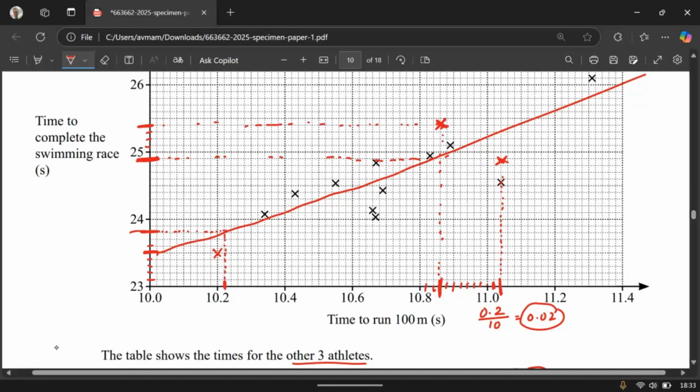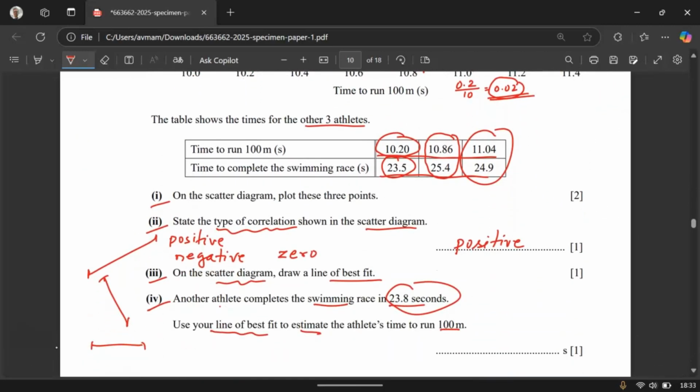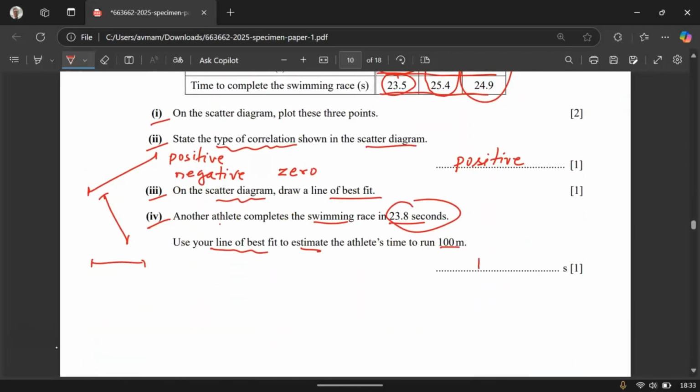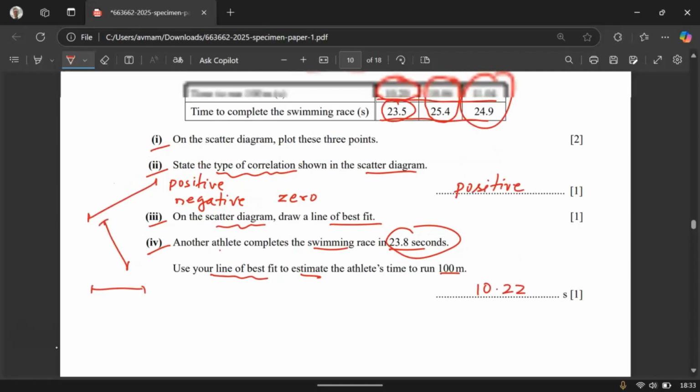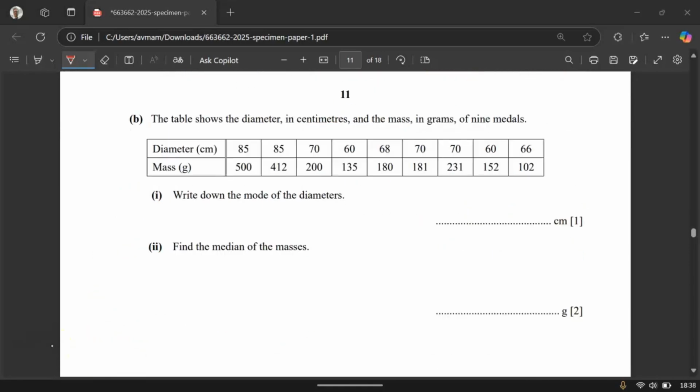Here we have, so the estimate for the time, we know that every interval is 0.02. So if this is 10.2 plus 0.02 will give us 10.22 seconds. This may vary a little bit depending on where you draw the line of best fit. Okay, let's do part B.